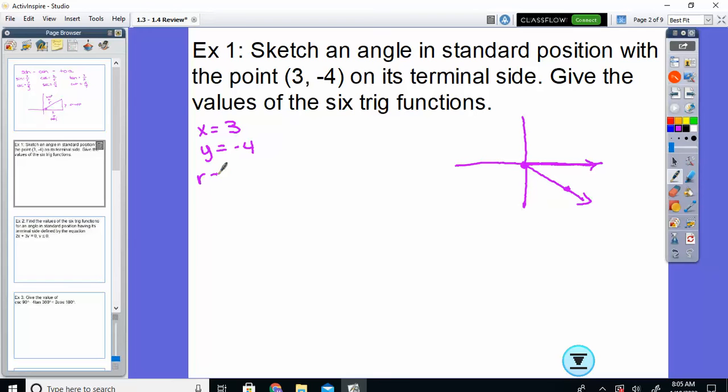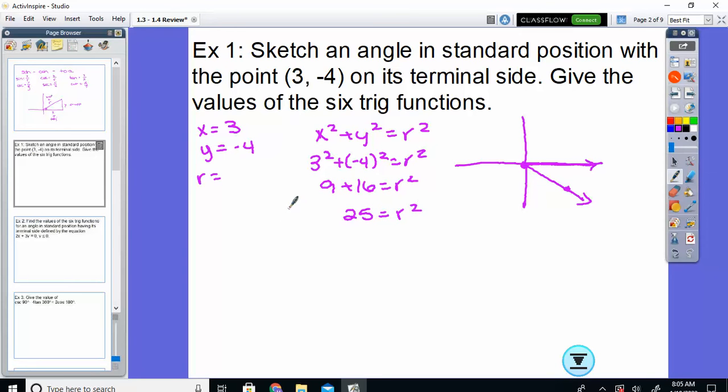Okay, how do we get r? X squared plus y squared equals r squared. Alright. So 3 squared plus -4 squared equals r squared. So r is 5. And so then you should be able to do your 6 trig functions.